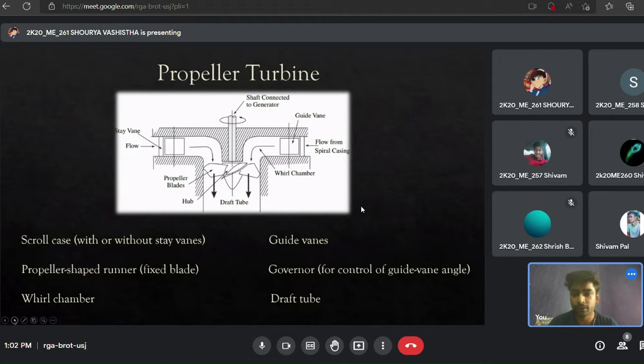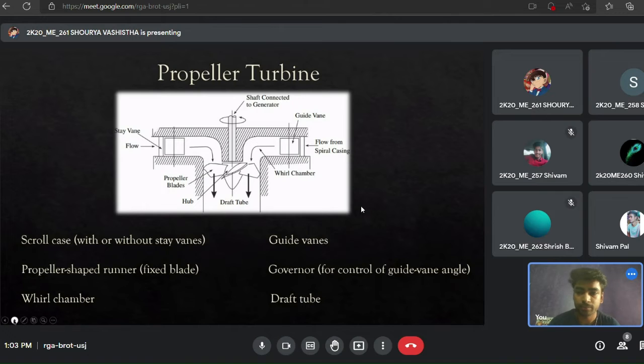The components include scroll case, guide vanes, propeller shaped runner, governor, whirl chamber, and draft tube. The basic feature of a propeller turbine is that the flow is axial, hence its generic name is axial flow turbine. The number of blades is small and is in the range of 3 to 8. An axial flow turbine is capable of handling larger flow rates than a Francis turbine because the meridional velocities are higher. Another way of looking at it is that for a given discharge and head, propeller turbines have smaller size compared to an equivalent Francis turbine.